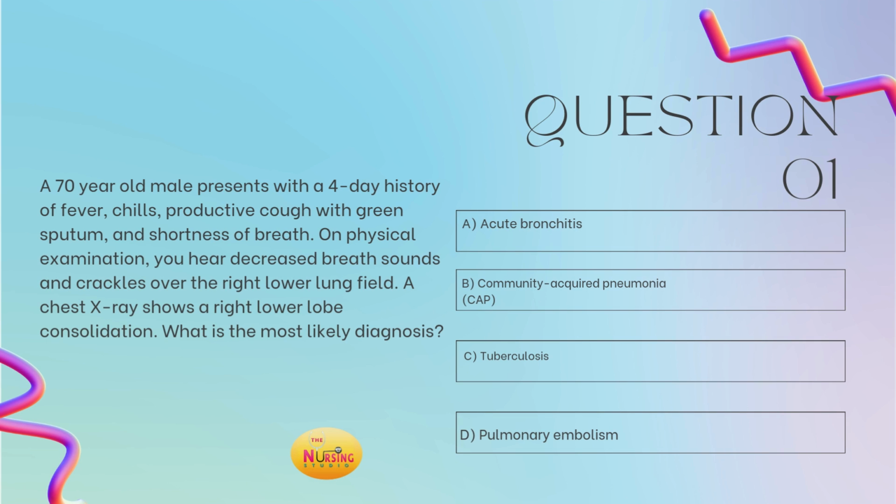Question number one states a 70-year-old male presents with a 4-day history of fever, chills, productive cough with green sputum, and shortness of breath. On physical exam, you hear decreased breath sounds and crackles over the right lower lung field. A chest x-ray shows a right lower lobe consolidation. What is the most likely diagnosis? Is it A, acute bronchitis, B, community acquired pneumonia, C, tuberculosis, or D, pulmonary embolism? Take a moment and tell me what you have in the comments, you guys.